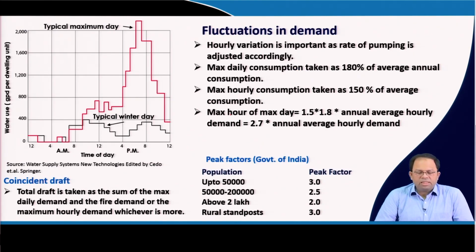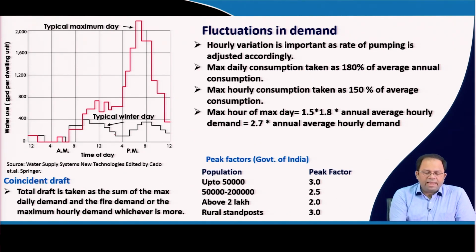In this particular image, you can see that this black line is for winter water consumption, and this red line is for the summer water use. You can see this hourly variation is important, as the rate of pumping is adjusted accordingly, and this is typical. During a particular winter day, this is the point where the highest water demand was there, and there is also another. There are two peaks, a morning peak and an evening peak. The morning one is a little bit lower, and during summer the peak is somewhere around 8 p.m. in the evening, you see the highest peak.